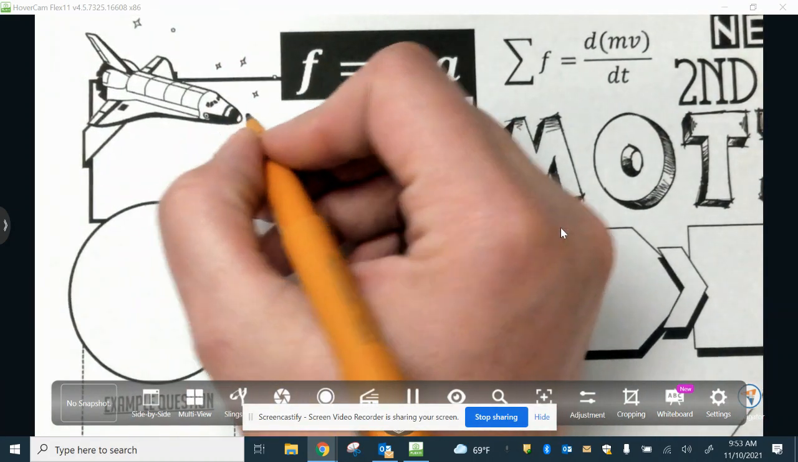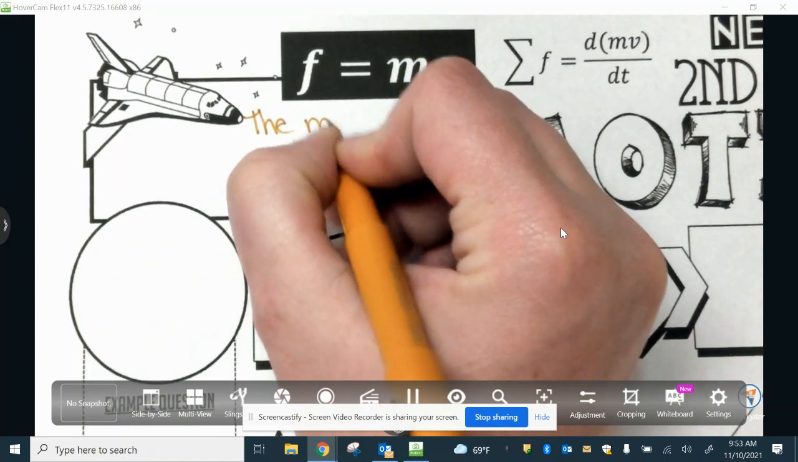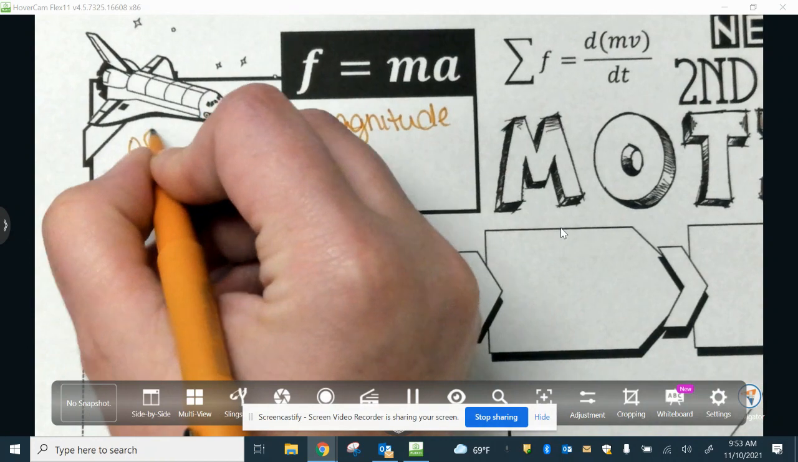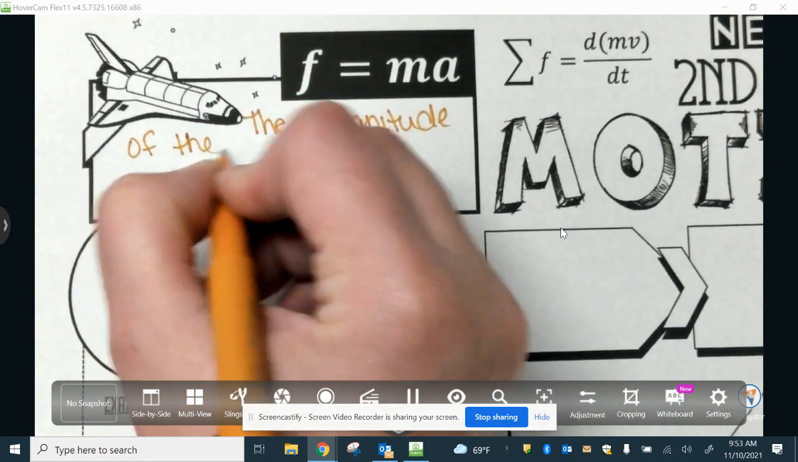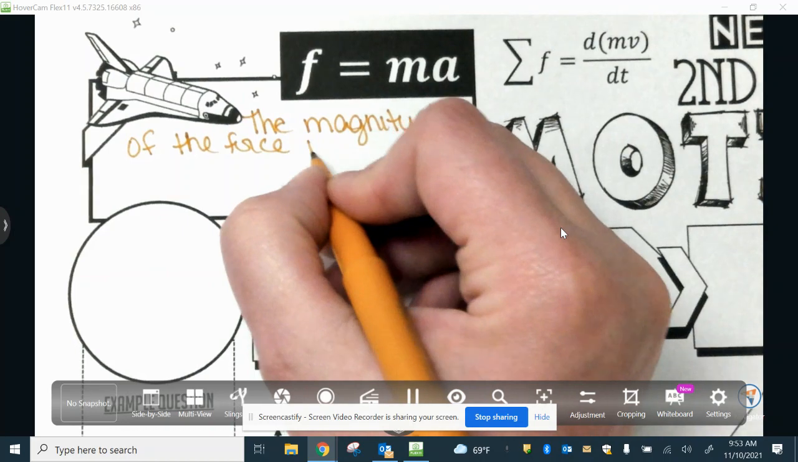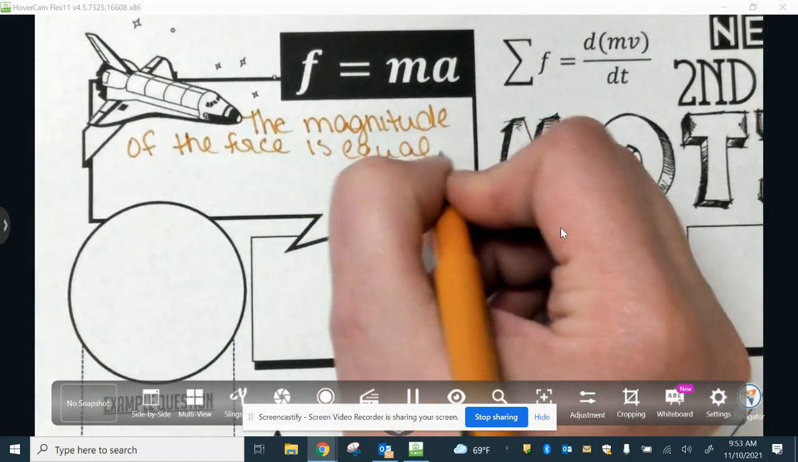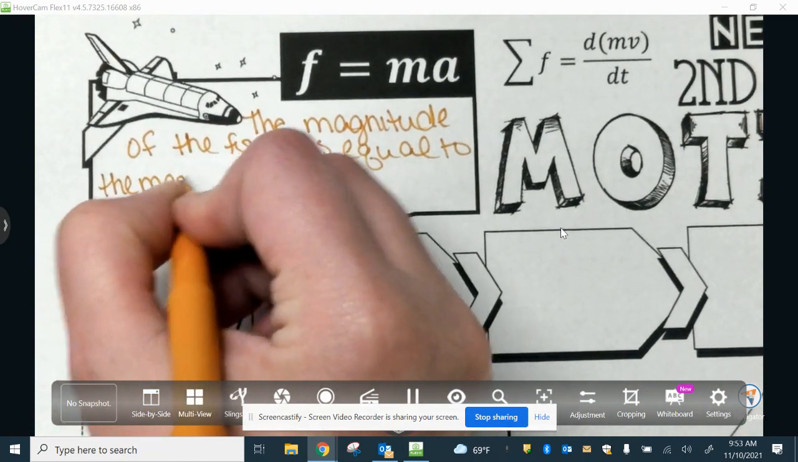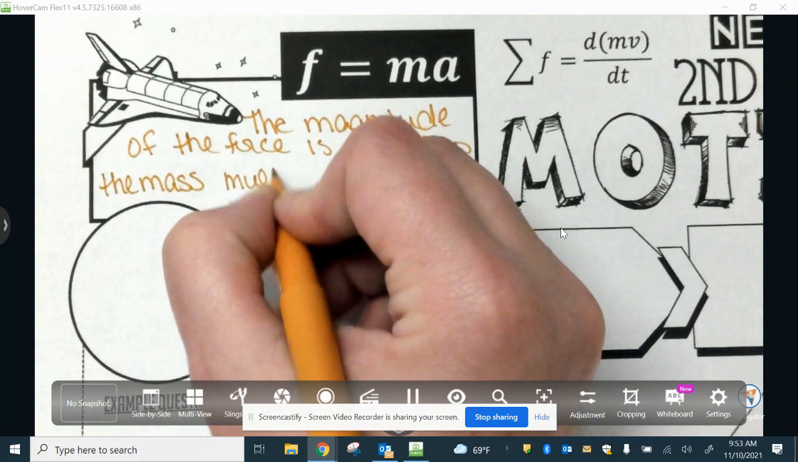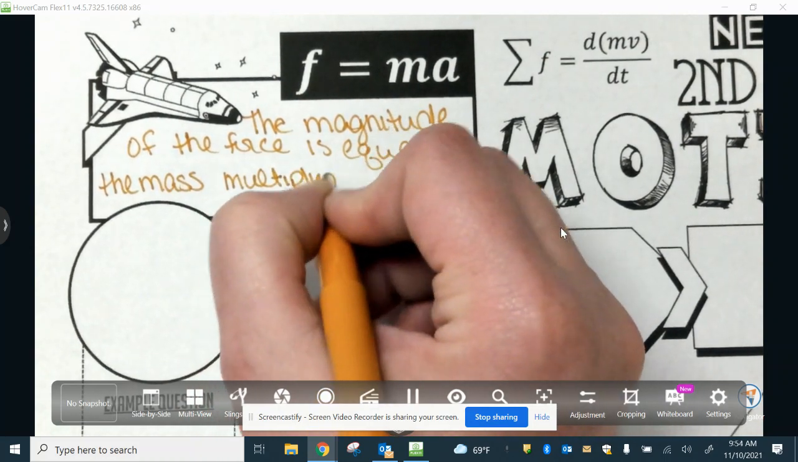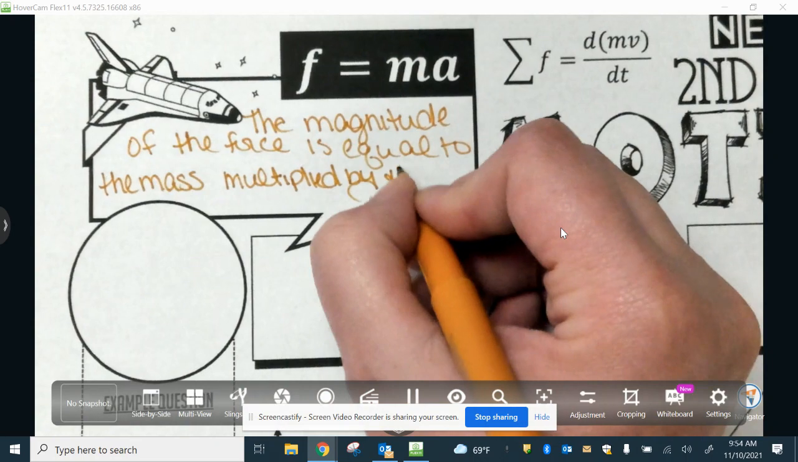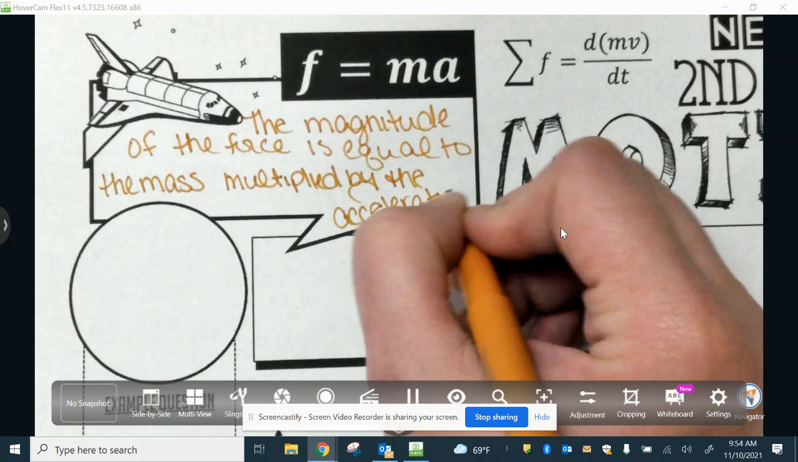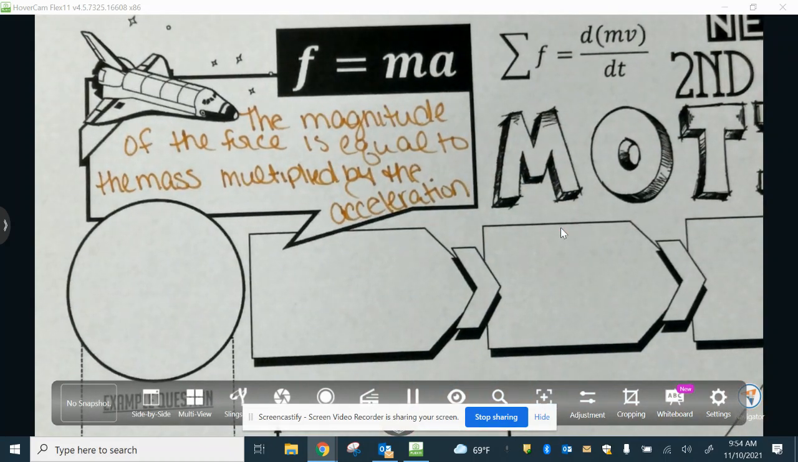What that means is the magnitude of the force is equal to the mass multiplied by the acceleration. F equals ma.